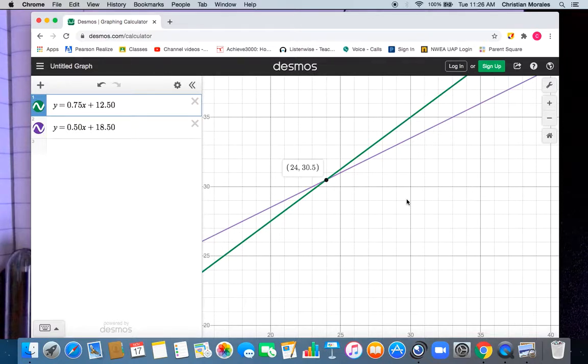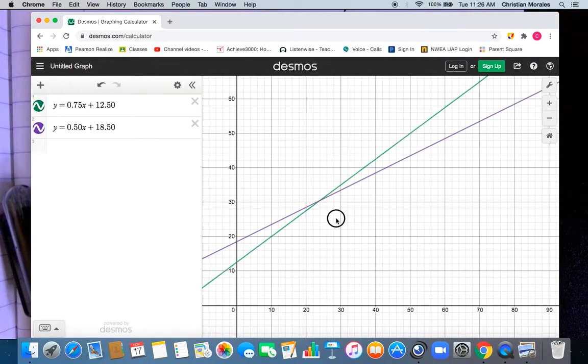So what does that point mean? Well, x was rides. So x is 24 and y was the cost, $30.50. So what does this mean? If you go on 24 rides at each amusement park, they're both going to charge you $30.50. So at 24 rides, you would pay the same amount.